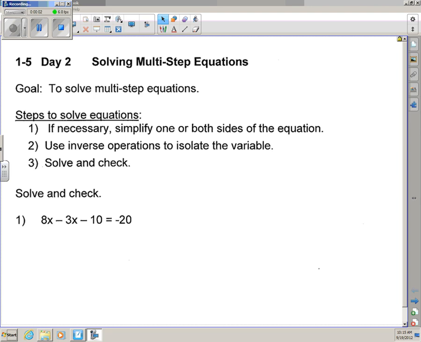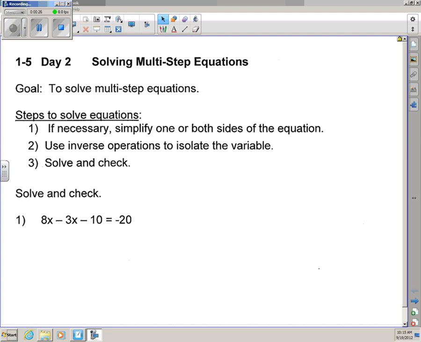For today's lesson, we are going to solve multi-step equations. And again, when you solve any equation, you need to possibly simplify one or both sides first. And then, as always, use inverse operations to isolate your variable. Remember, you're always solving for a positive variable. And then make sure you solve and check. Again, the check you can do on your own, but you should know for sure whether your answer is correct before you ever hand in a paper.